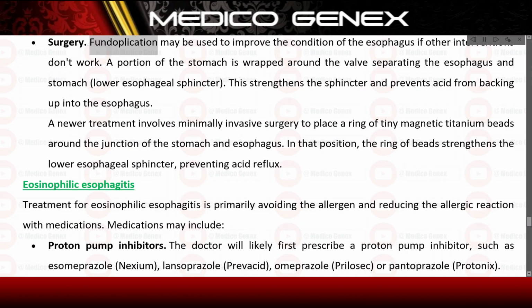Surgery. Fundoplication may be used to improve the condition of the esophagus if other interventions don't work. A portion of the stomach is wrapped around the valve separating the esophagus and stomach, the lower esophageal sphincter. This strengthens the sphincter and prevents acid from backing up into the esophagus. A newer treatment involves minimally invasive surgery to place a ring of tiny magnetic titanium beads around the junction of the stomach and esophagus. In that position, the ring of beads strengthens the lower esophageal sphincter, preventing acid reflux.